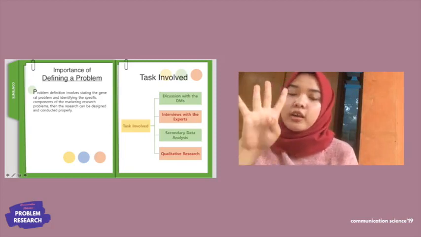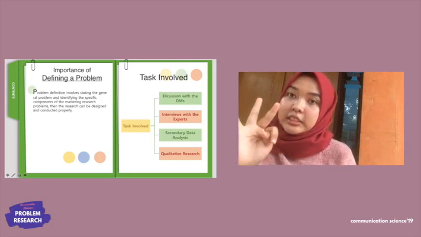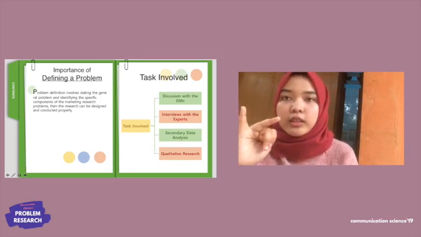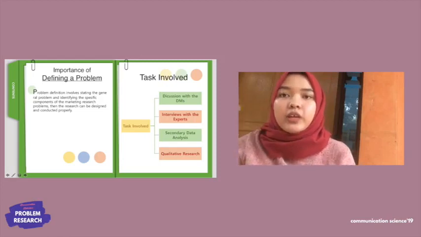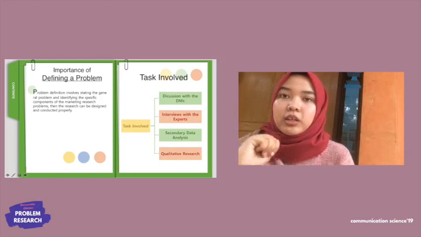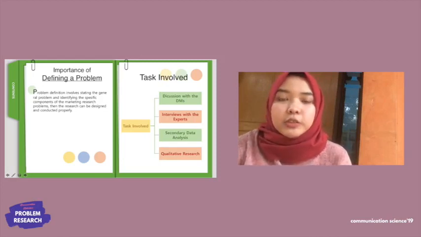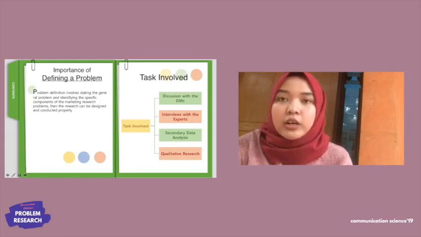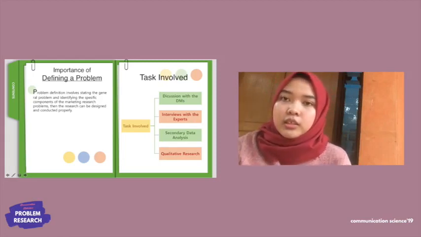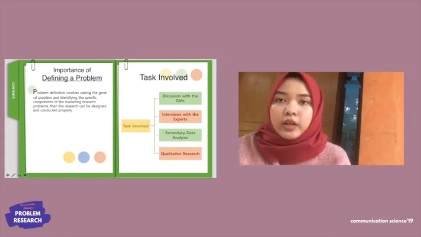The next thing we will discuss is the tasks involved. There are four. The first is discussion with the decision maker, also called the DM. The second is interview with the industry expert. The third is secondary data analysis, and the last one is qualitative research. The first one is discussion with the decision maker, or DM. To identify the problem, the researcher must possess considerable skill so they can interact with the DM.